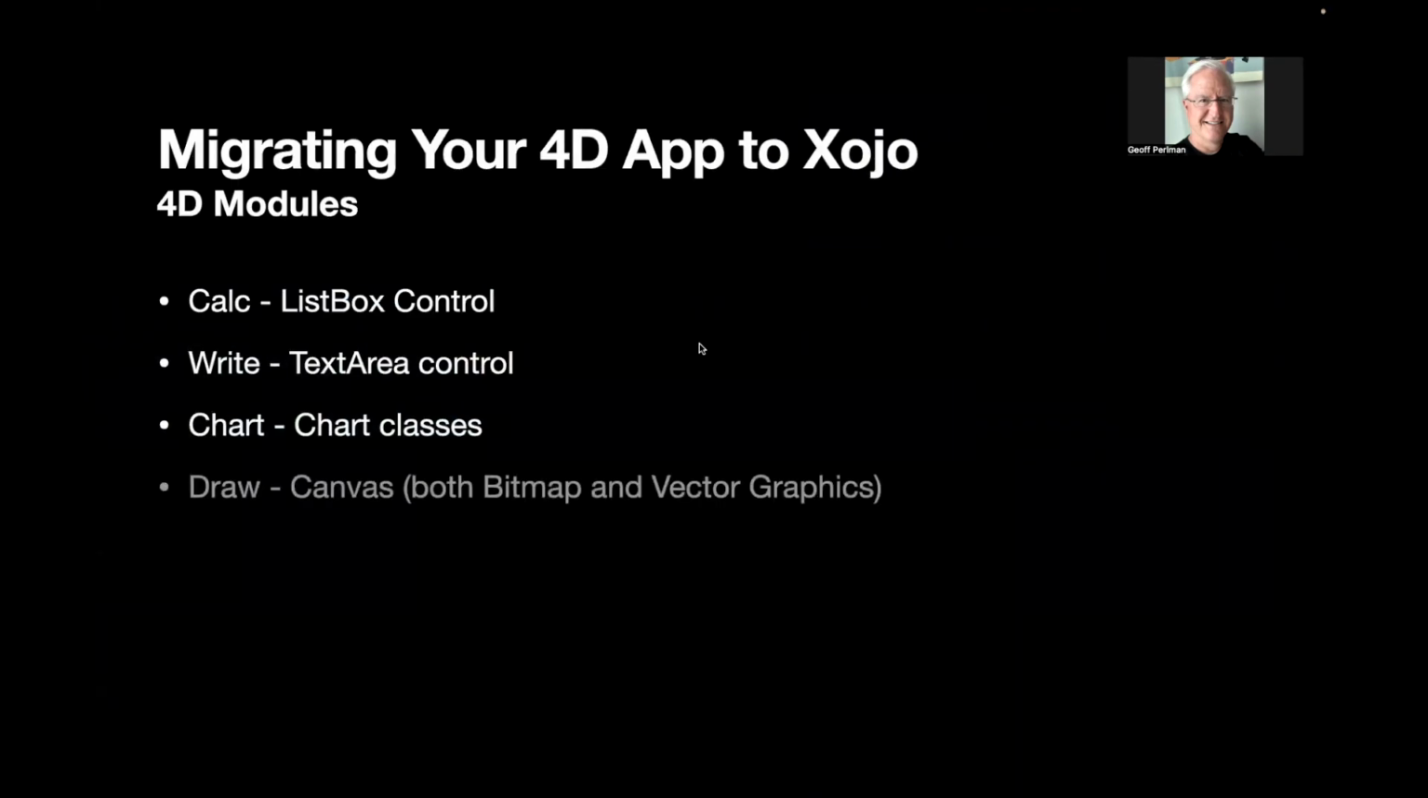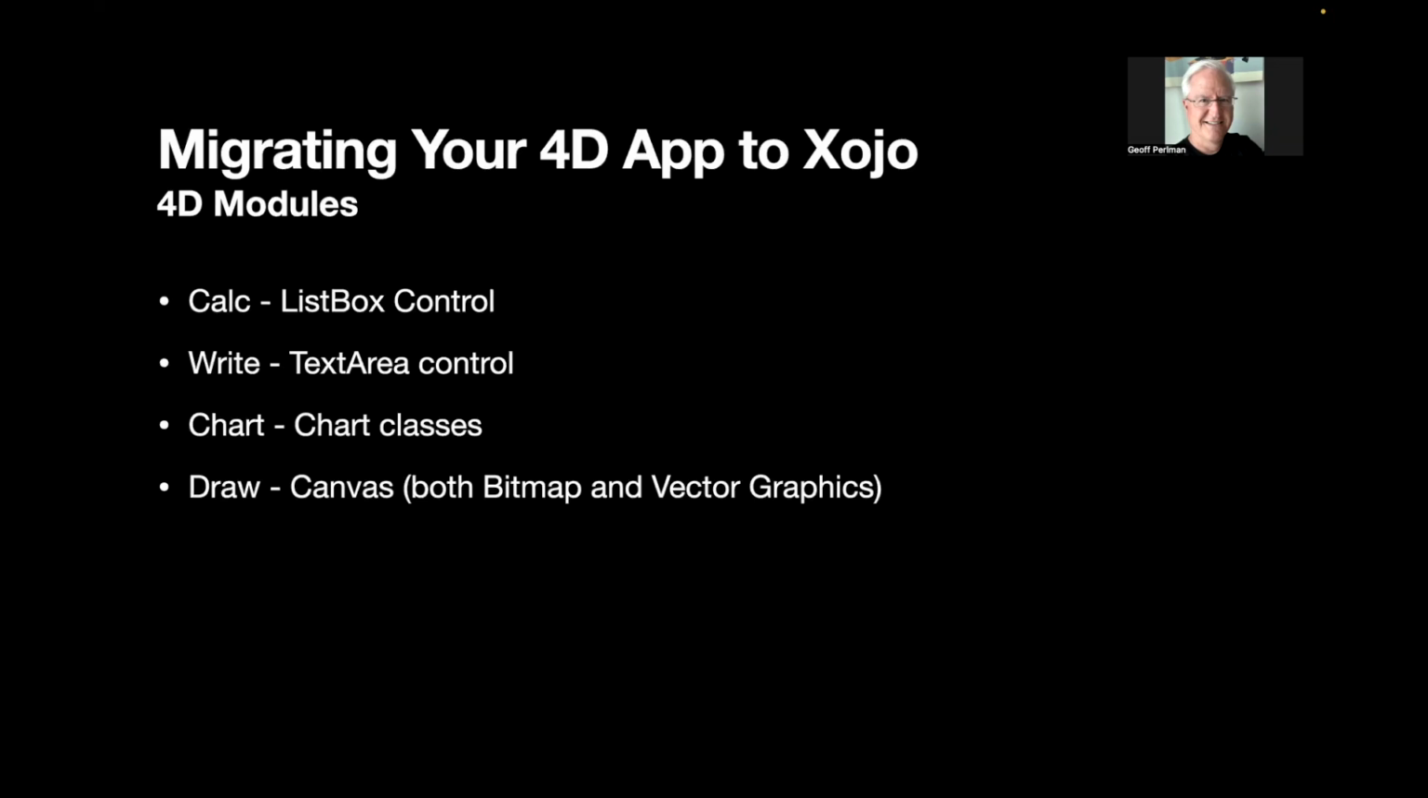So that's for charts. And then drawing. We have a canvas control in Xojo. The canvas control is basically just a blank area, and then we have a graphics class that you can use to draw into that area. And it automatically refreshes for you. You don't have to generally do that.